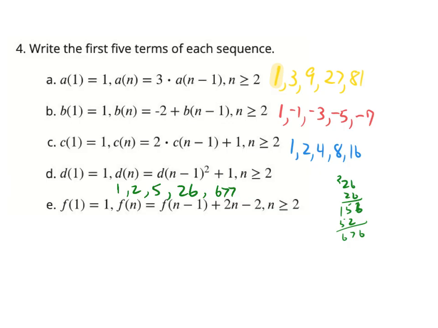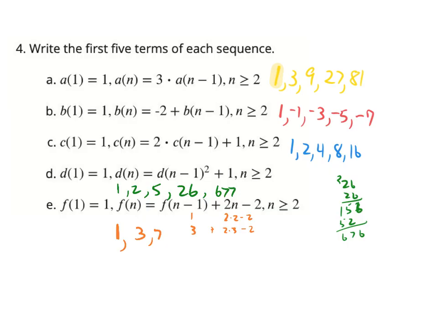Oh, they're giving us some goofy ones. So the first term is 1. Then plus 2n minus 2. So term 2 is the first term, 1, plus 2 times 2 minus 2. 4 minus 2 is 2, plus 1 is 3. All right, term 3 is the output of term 2, which is 3, plus 2 times 3 minus 2. 6 minus 2 is 4, plus 3 is 7.